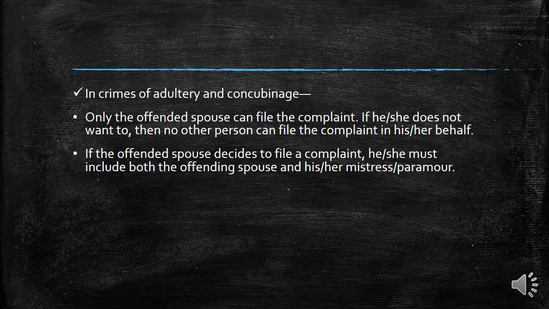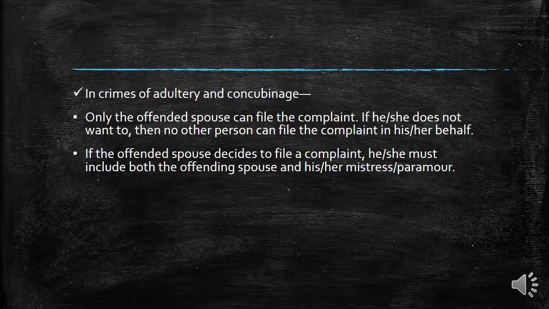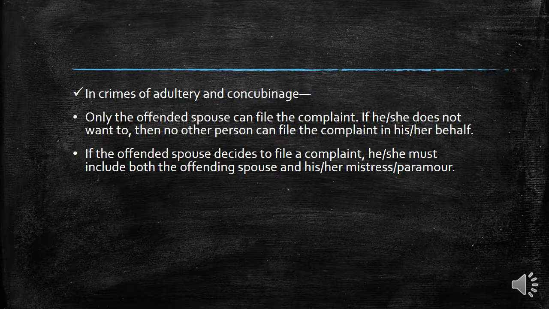If the offended spouse decides to file a complaint, he or she must include both the offending spouse and his or her mistress or paramour. So, the offended spouse cannot choose. He or she cannot say, I will just file a case against the mistress or the paramour, and I will spare my husband or my wife. No, the offended spouse cannot do that. To repeat, he or she must include both the offending spouse and his or her mistress or paramour.